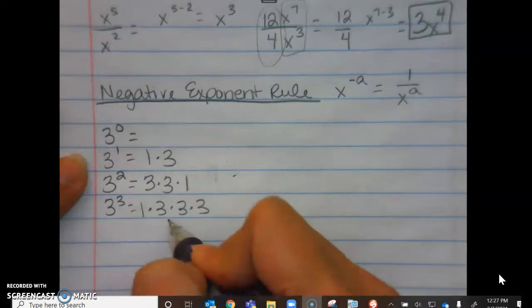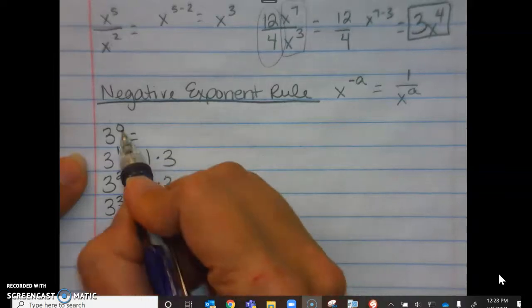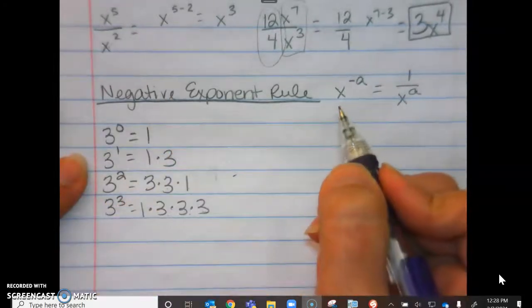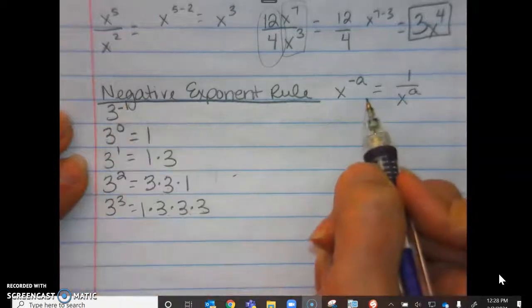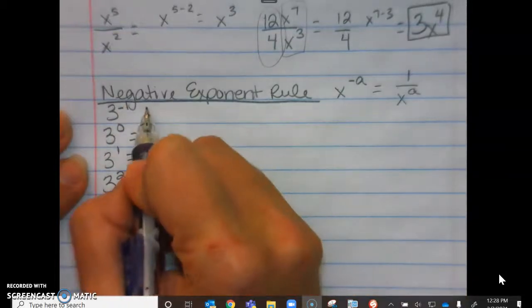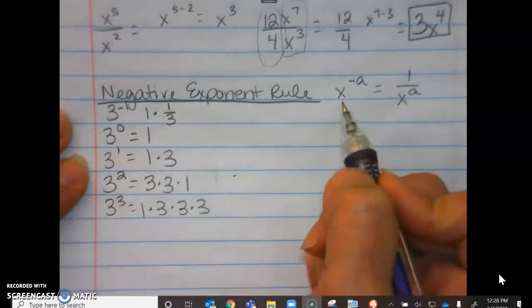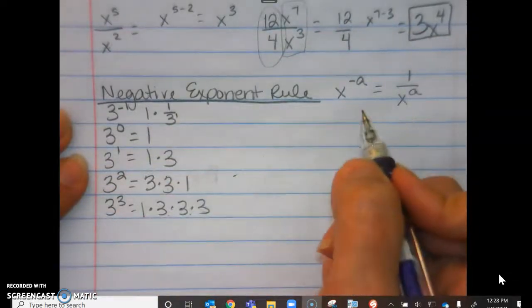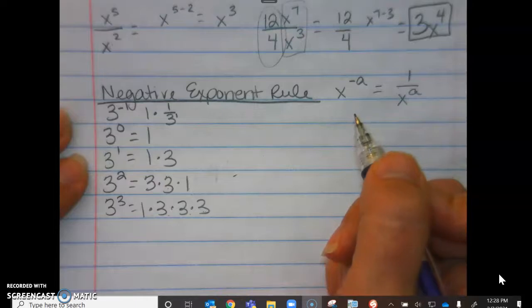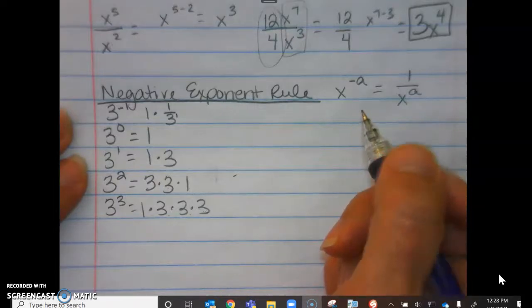Look at what's happening, right? Here we added a 3. We had 3 3s, 2 3s, 1 3. If I have a 0, then I just have 1. If I have 3 to the negative 1, well, then I have 1 times 1/3, or 3 to the 1st on the bottom. So that is where this negative exponent rule comes from. So let me show you how this works.